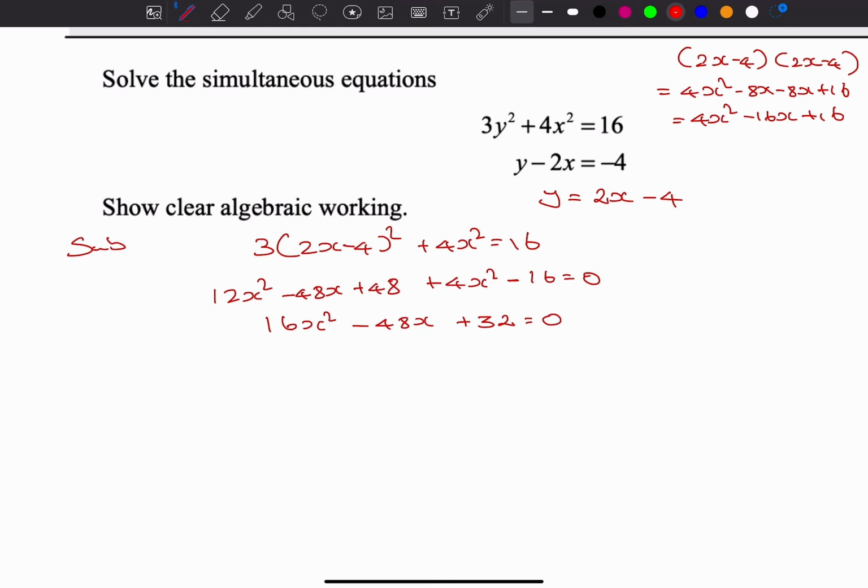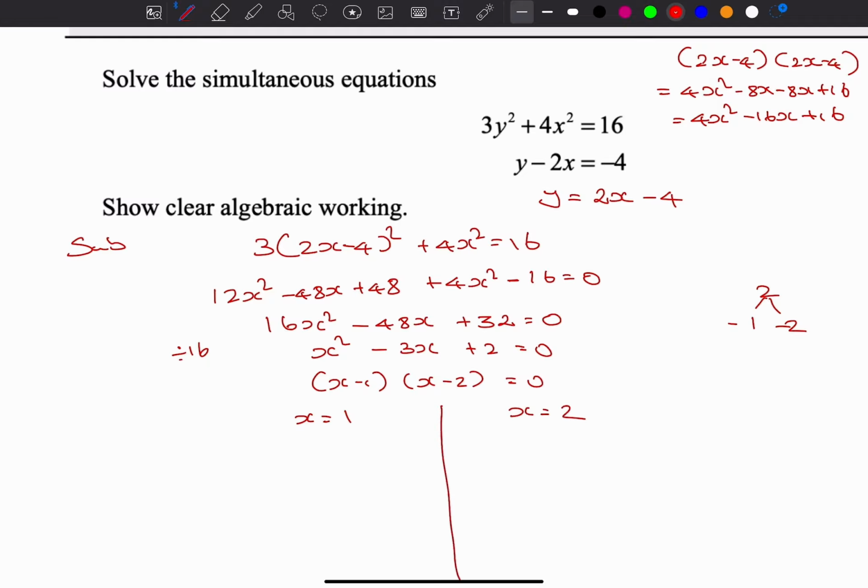Now you should always see whether you can divide by a number. Yes, what number can you divide everything by? 16. X squared minus 3x plus 2 equal to 0. Factors of 2 that can make minus 3, so 1 and 2: x minus 1, x minus 2 equal to 0. X is positive 1, x is positive 2. Opposite signs, remember, yeah?